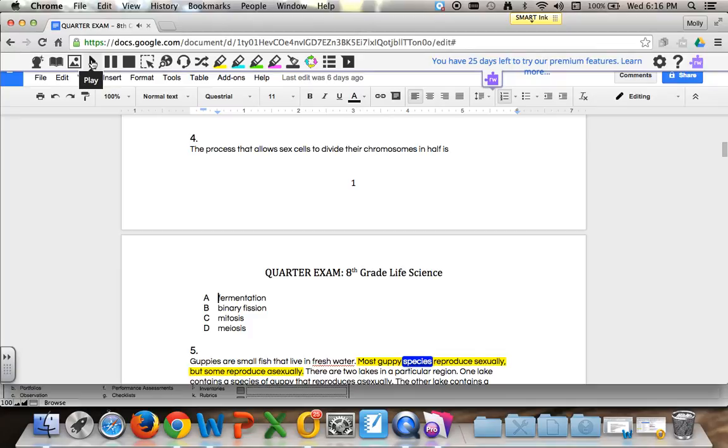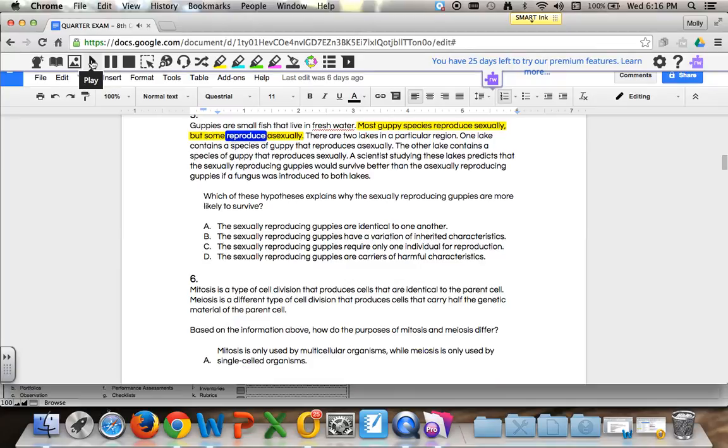Most guppy species reproduce sexually, but some reproduce asexually. There are 2 lakes in a particular region. One lake contains a species of guppy that reproduces asexually. The other lake contains a species of guppy that reproduces sexually. A scientist studying these lakes predicts that the sexually reproducing guppies would survive better than the asexually reproducing guppies if a fungus was introduced to both lakes.